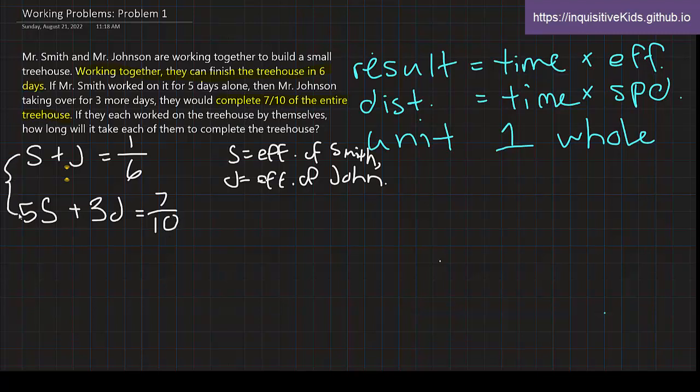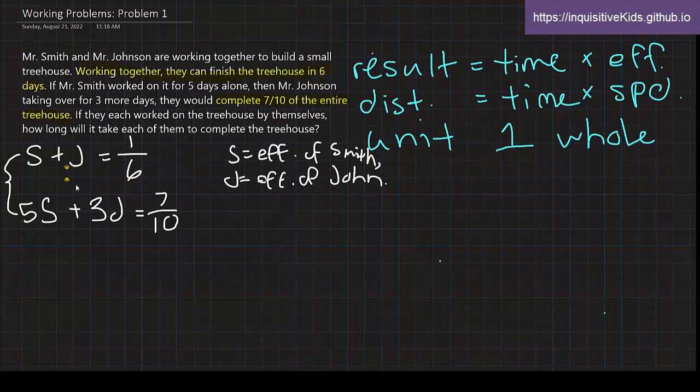So basically we're being asked if they each worked on the treehouse by themselves, how long it would take each of them to complete the treehouse. Well, in order to find that, we need to first find the speeds, the efficiencies of Smith and Johnson, right? Because if we're going to find how long or the time, we need to first know the result and their efficiency. And we already know the result, that's 1 whole. So all we have to do is find their efficiencies.